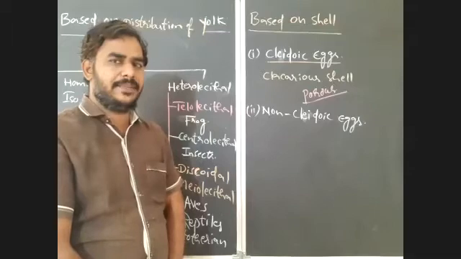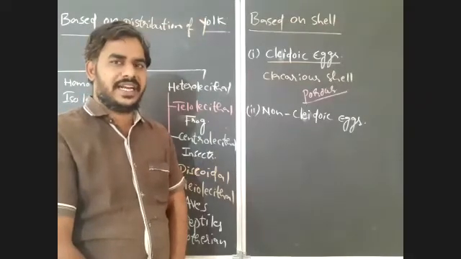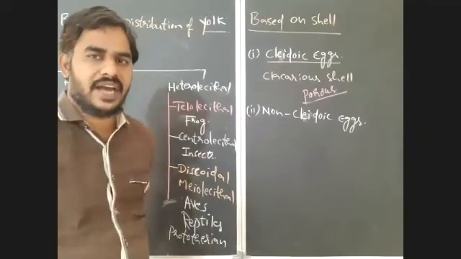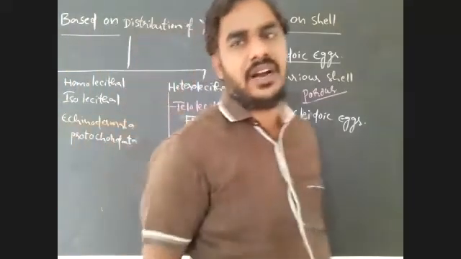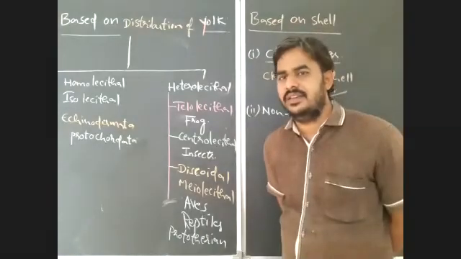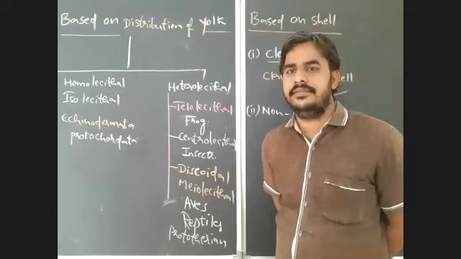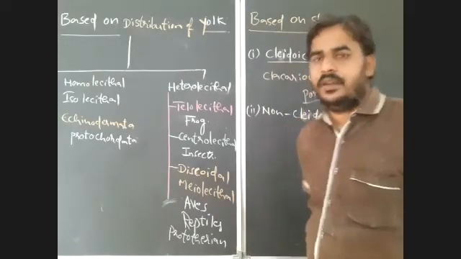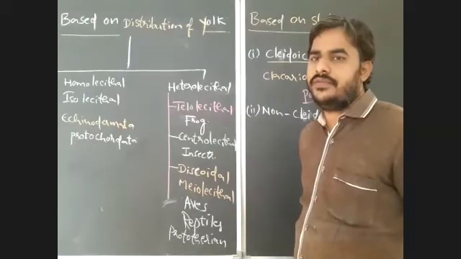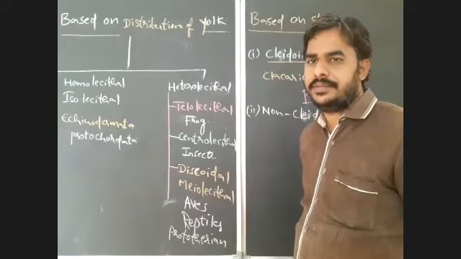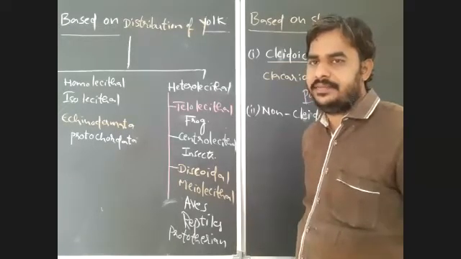And one more example. Choose the correct option regarding the egg of cockroach or insect. So which type of eggs are there in insects? Based on the amount of yolk, megalecital or macrolecital or polylecital. Based on distribution of yolk, centrolecital. Based on presence or absence of shell, it is cleidoic egg.